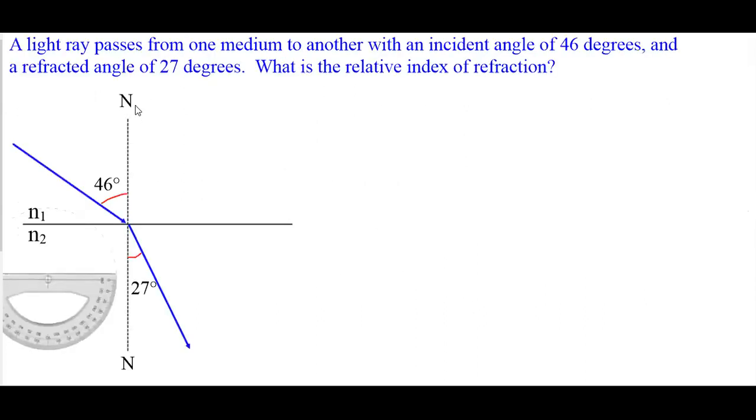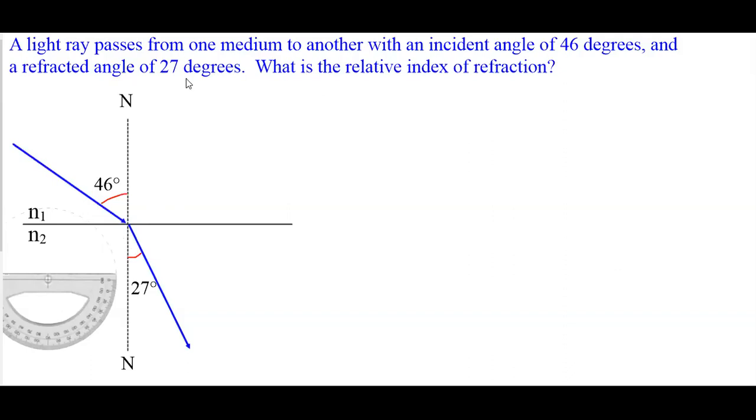So what that means, one more example with the first law of refraction. It says a light ray passes from one medium to another with an incident angle of 46 degrees and a refracted angle of 27 degrees. What is the relative index of refraction? I don't know what medium 1 is. I don't know what medium 2 is. I wasn't told, and the question just says from one medium to another. So I have to use the angles to figure out what the relative index of refraction is.